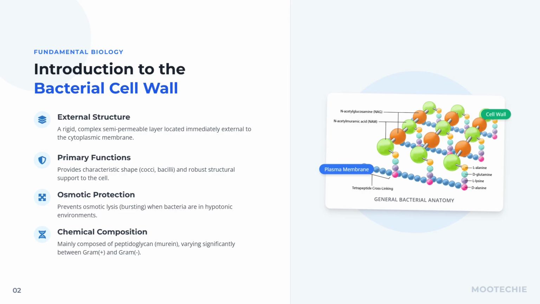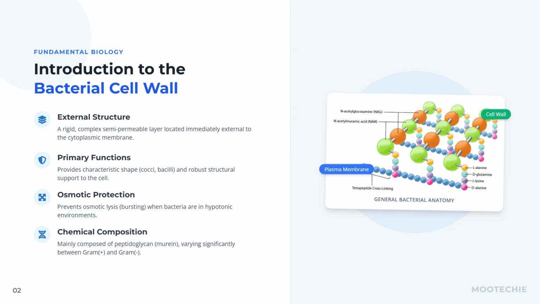Osmotic protection. Prevents osmotic lysis, or bursting, when bacteria are in hypotonic environments. Bacterial cells are full of dissolved substances. In watery environments, water rushes in. The strong cell wall resists the pressure like a sturdy balloon.